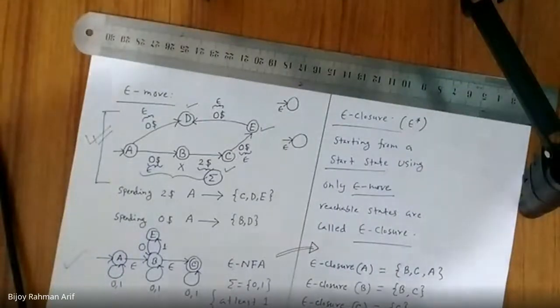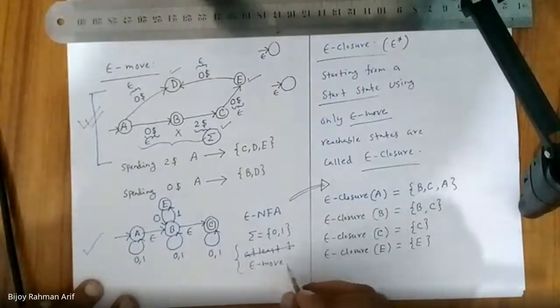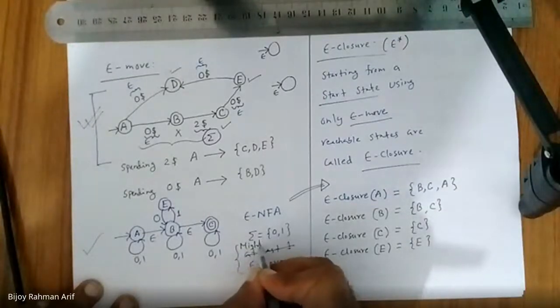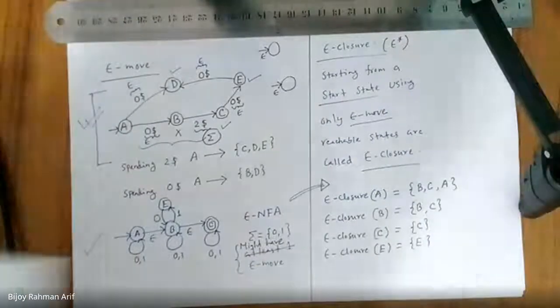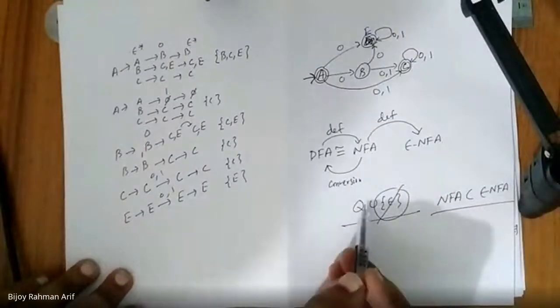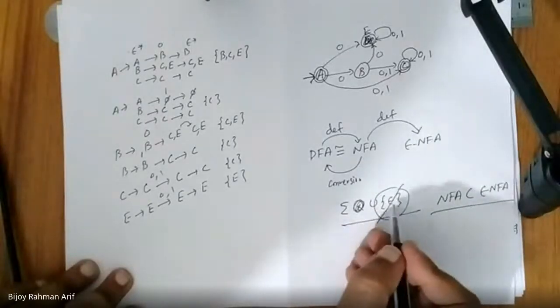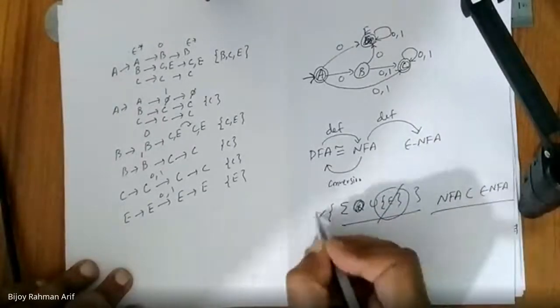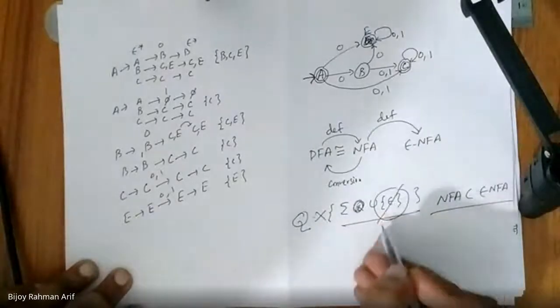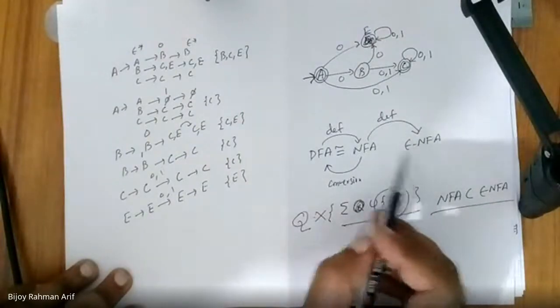I should have said that an epsilon NFA has at least one epsilon movement, or might have an epsilon move. But the main thing to notice: in an epsilon NFA, sigma union epsilon is a Cartesian product with Q, so epsilon might be present or might not be present. So by definition NFA is a subset of epsilon NFA.